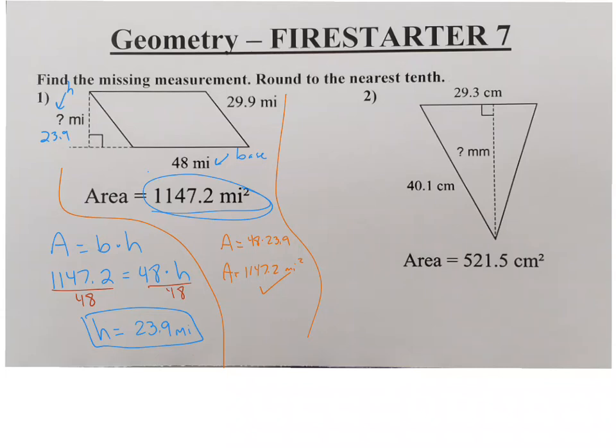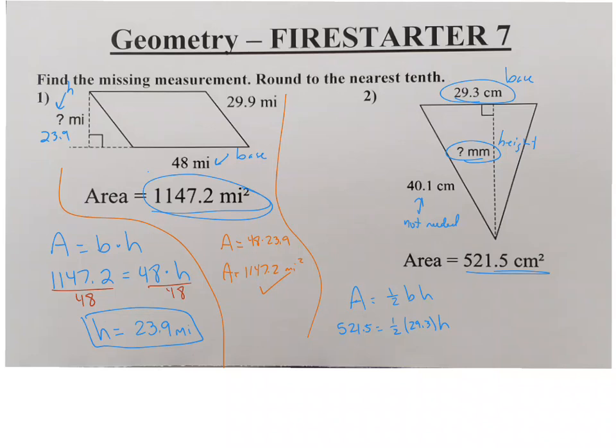7. Number 2, this time it says we have a triangle. So we want to find the height. I have a base. Remember, this is not needed. That's extra, because that is neither the base nor the height. So my area is equal to 1/2 base times height. I'm going to plug everything that I know in. I know the area, so I'm going to plug in 521.5 equals 1/2. I know the base, 29.3. I don't know the height, that's why I leave it as an h.